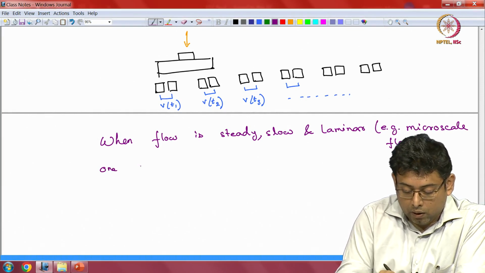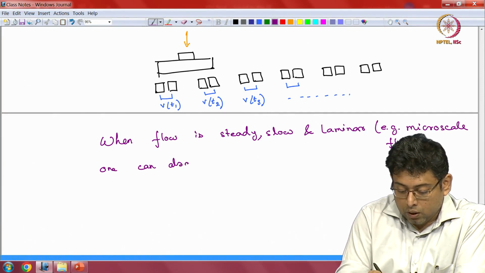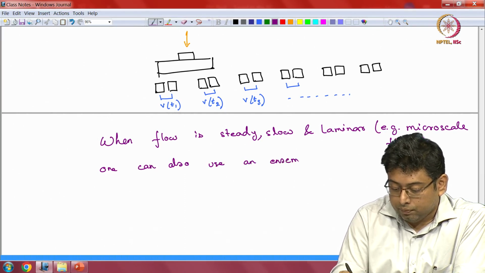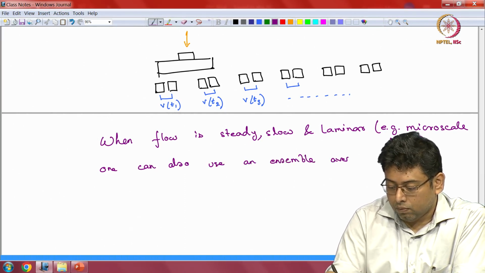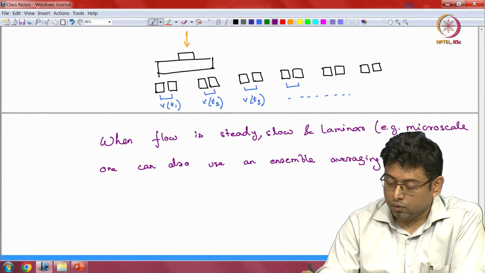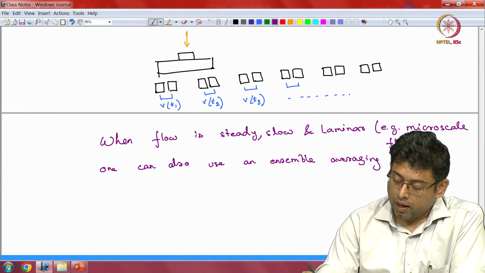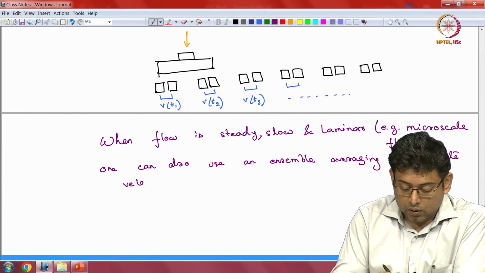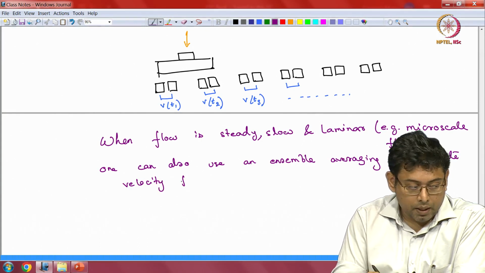One can also use an ensemble averaging to evaluate velocity fields. What do I mean by that?